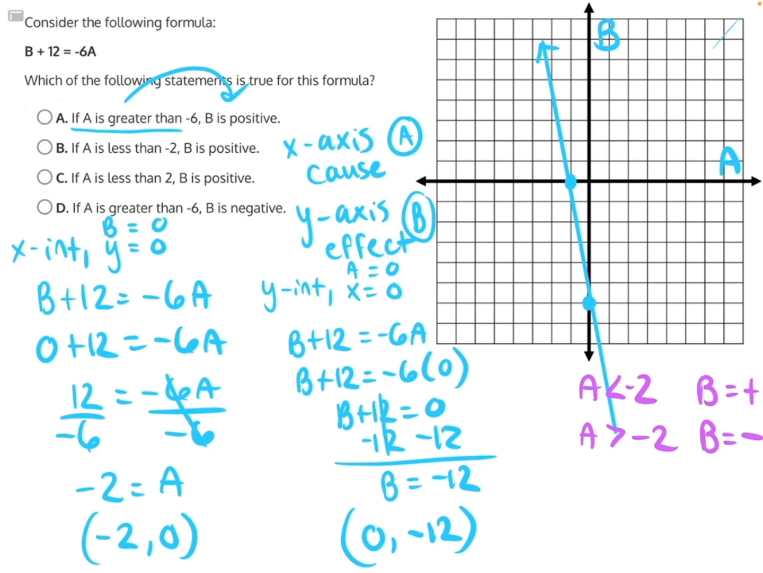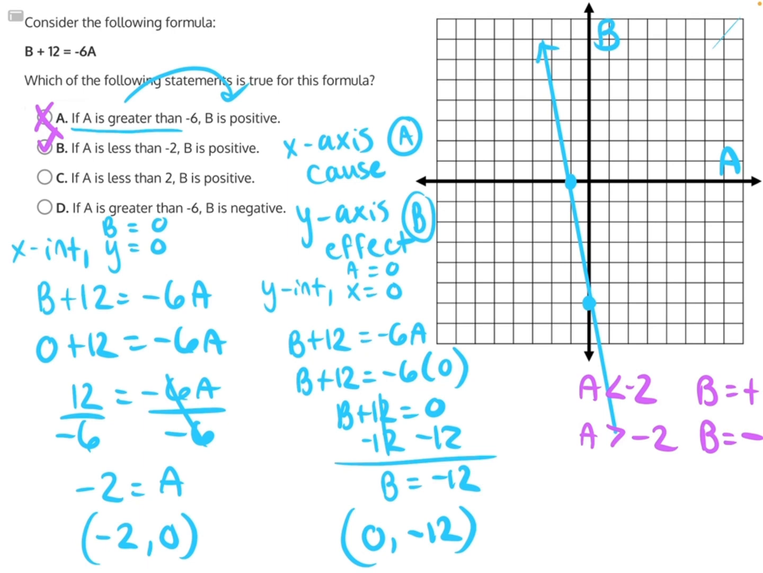So let's look at answer choice A. If a is greater than negative 6, then b is positive. Well, let's estimate where that would be on the graph. Let's say it's here. Everything greater than this point on the graph would be positive until we get to this point. Once we cross over that, then we have nothing but negative values, which would make answer choice A incorrect. Answer choice B, if a is less than negative 2, b is positive. Well, that is one of our statements that we made, right? If a is less than negative 2, b is positive, and that is true. All of these points to the left of a equals negative 2 will be positive infinitely. So that makes B our correct answer.